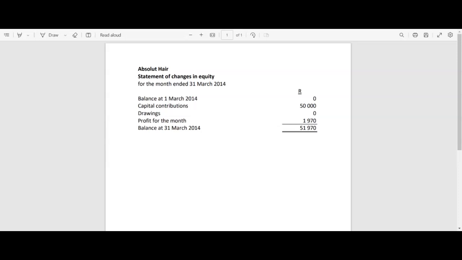We haven't got debits and credits. We've only got one column for each type of equity. So therefore, the increases in equity will be shown as positives and decreases in equity will be shown as negatives.